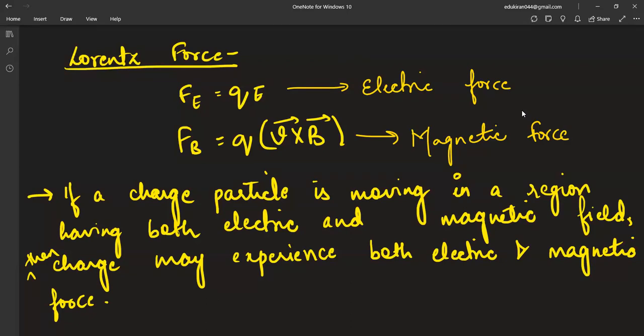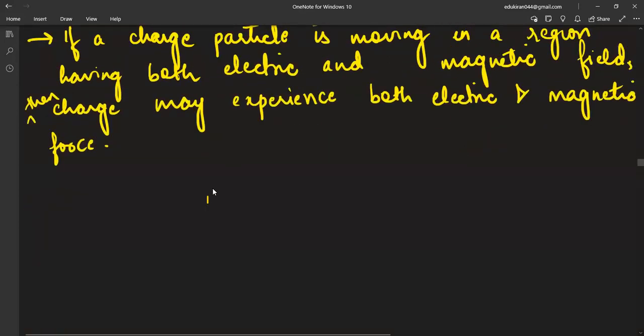But what if a charge is moving where the electric field is also existing and the magnetic field is also existing? There you cannot neglect one force. You have to consider both the forces. So what we do, we add both the forces. So net force, if a charged particle is moving in a region having both electric and magnetic field, then the charge may experience both electric and magnetic force. This means now your net force will be equal to electric force plus your magnetic force.